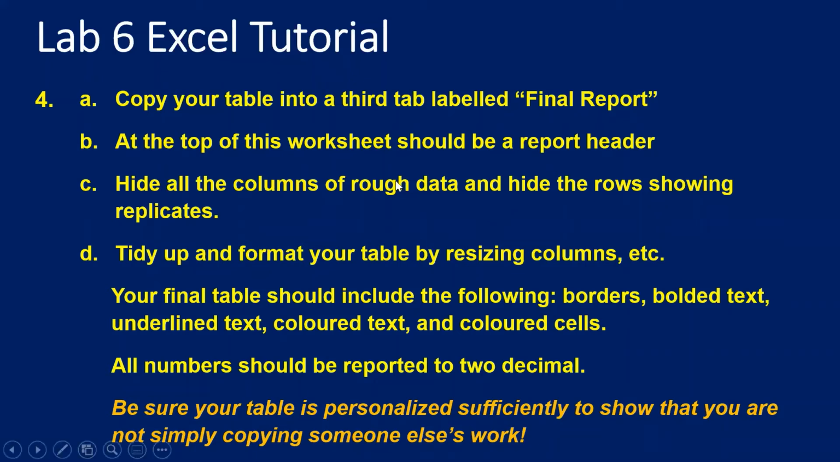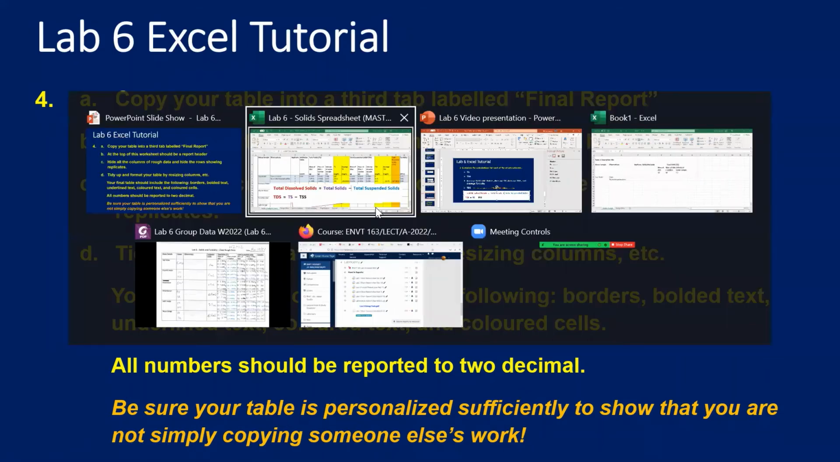And then you're going to tidy up and format your table by resizing everything. And I want a bunch of different features on this. So you're going to add borders, bolded text, underlined text, colored cells, all those kind of things. And all your numbers should be reported to 2 decimal points. So your table is going to be nice, it's going to be personalized, and that's what's going to be put into the final report as well. So let me take a look and I'll show you how to do that.